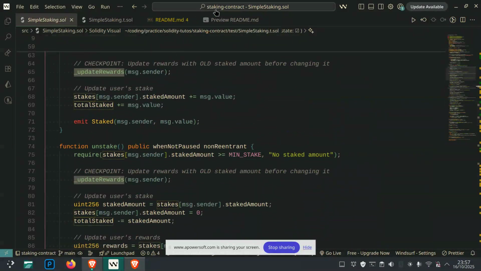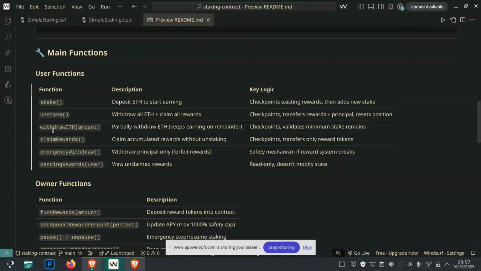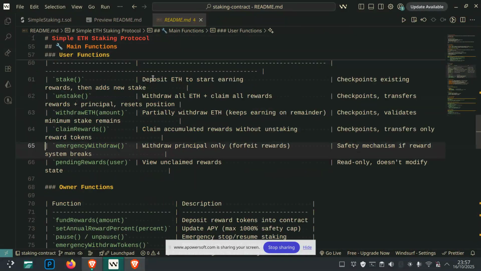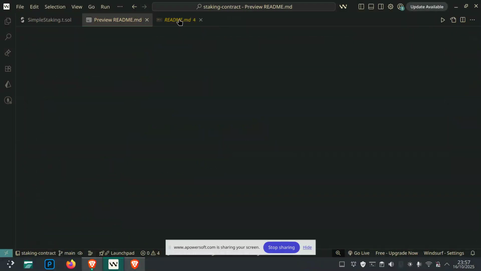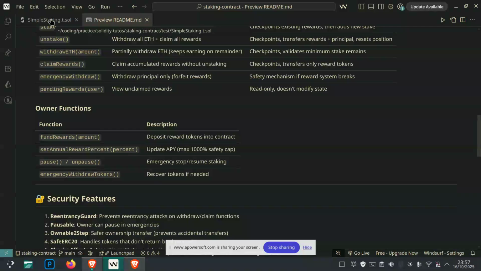And what functions do we have? Let's go back to our readme. We have stake, unstake, withdraw, which is partial withdrawal, and claim rewards, where I want to get my rewards. Emergency withdrawal: I will forfeit rewards and get the staked ether that I put. I didn't really check those functions. And pending rewards is a view of unclaimed rewards. I wrote them quite fast.